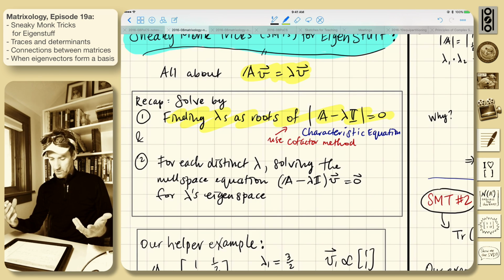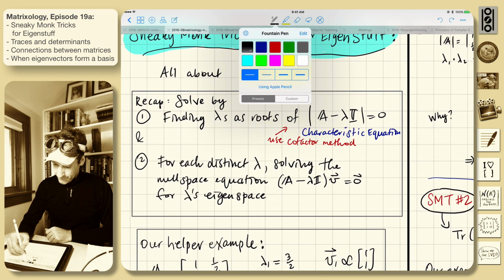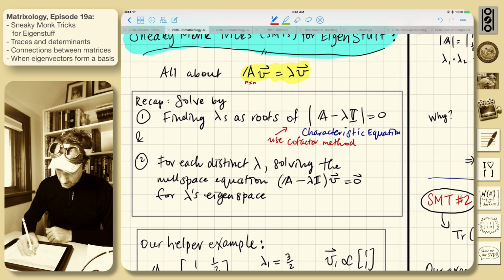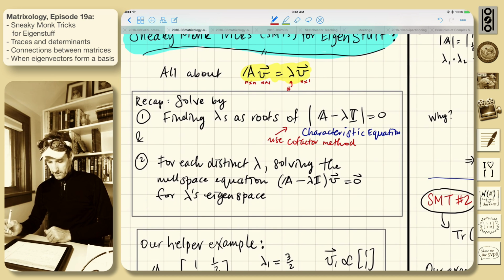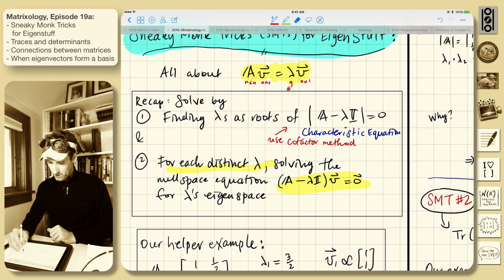There are always n roots. A is n by n. So let's get that in there. This is n by n. Of course, this is n by 1. This is just a scalar, it's a number. And this is n by 1. All right, and then once we've got each lambda, we go and solve a null space equation, which we think is great. We love that. It's good.